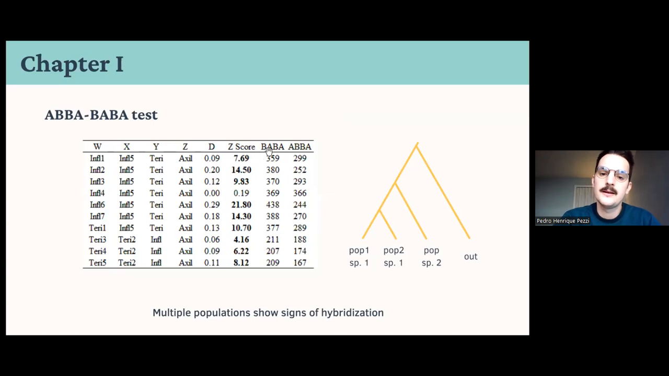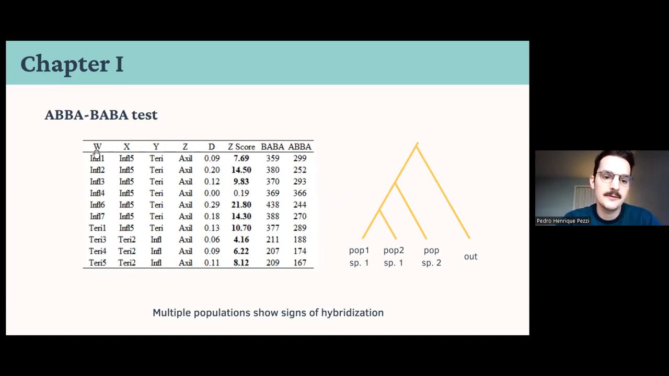So that would be the BABA pattern. Then it calculates the same thing for population two from species one and the population from species two. That will be the ABBA pattern. If only incomplete lineage sorting was happening here, we would expect the ABBA and BABA patterns to be very similar. But when we see a difference in these patterns, it suggests there is hybridization between the taxa that share most of the pattern.